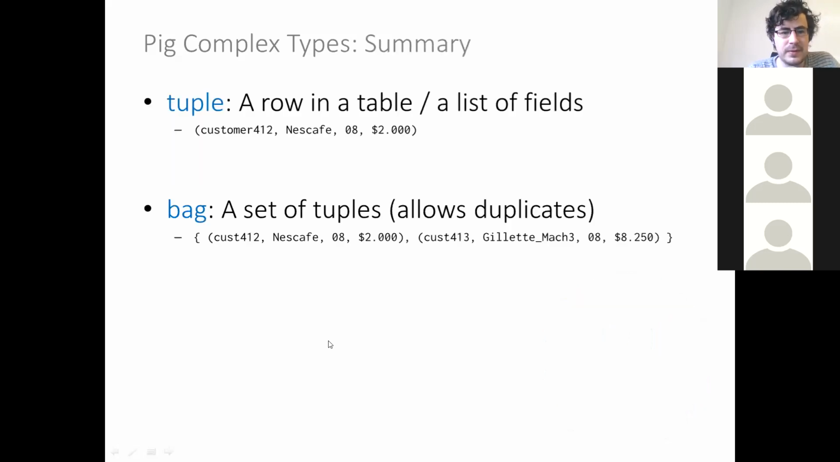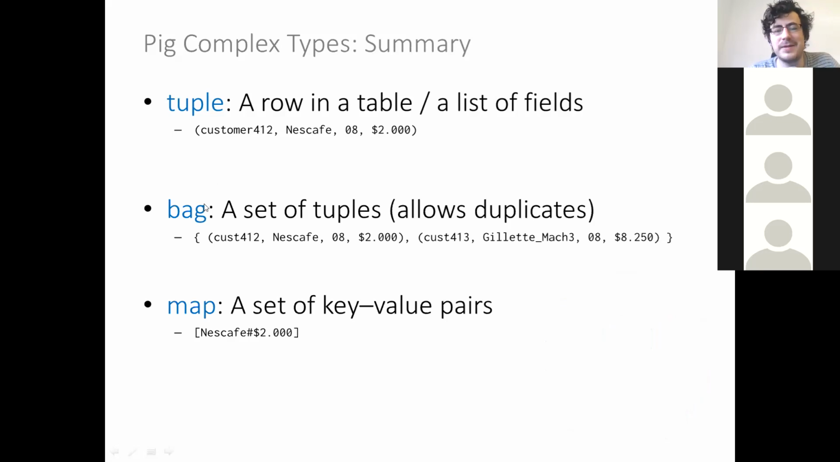So in terms of the three complex types, tuples and bags are the most important. Again, a tuple is essentially something like a row in a table or a list of fields, right? Where order matters, where the first element is distinguished from the second element and so forth. We have a bag, which is a set of tuples that allows duplicates. So we can have multiple times the same tuple. And then we have a map, which we're largely going to ignore, but it's a set of key value pairs. We're not going to use it.